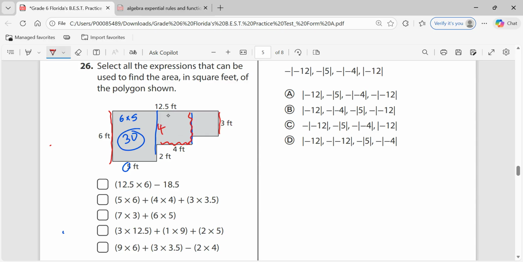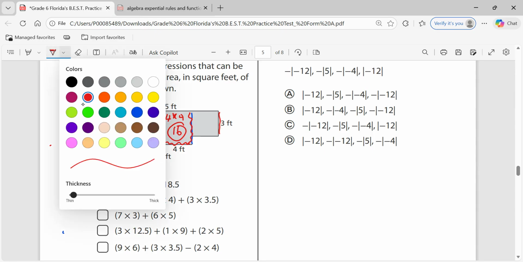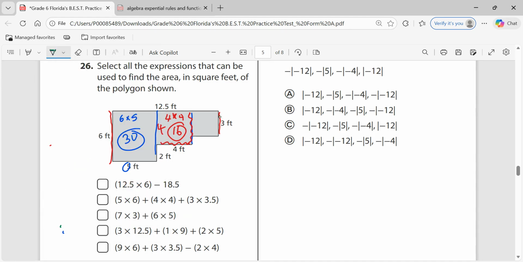So now I know that this interior one is 4 times 4, and 4 times 4 is 16. So it's 16 for that interior one. Now let me look at 3. I know that that's that. Let me get another color. I'll go with green. So this side is 3.